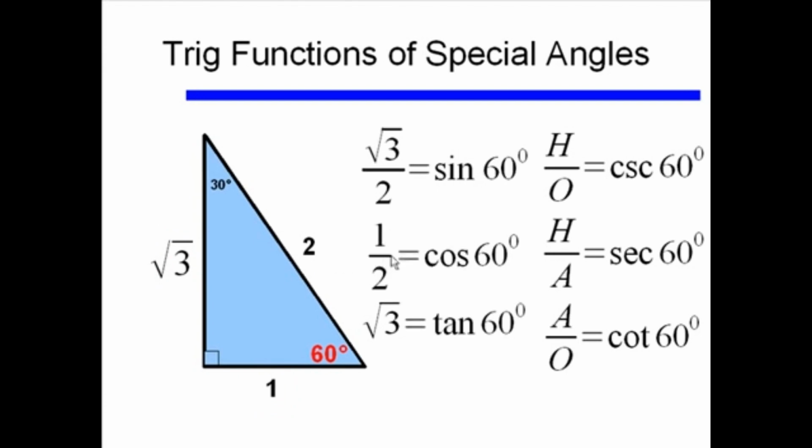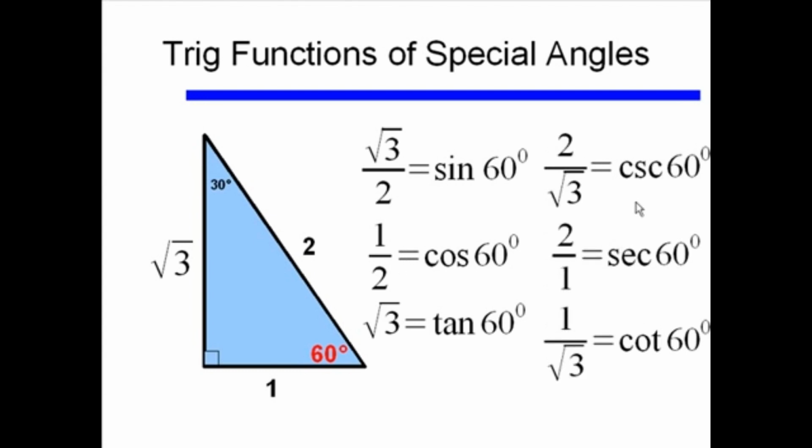The other 3 functions are handled the same way. The cosecant of 60 degrees is the hypotenuse over the opposite, or 2 over square root of 3. The secant of 60 degrees is equal to the hypotenuse over the adjacent leg, or 2 over 1. And the cotangent of 60 degrees is equal to the adjacent over the opposite, or 1 over square root of 3. If the problem, though, asks you to rationalize the denominator, then the cosecant of 60 degrees and the cotangent of 60 degrees have one more step to take care of.